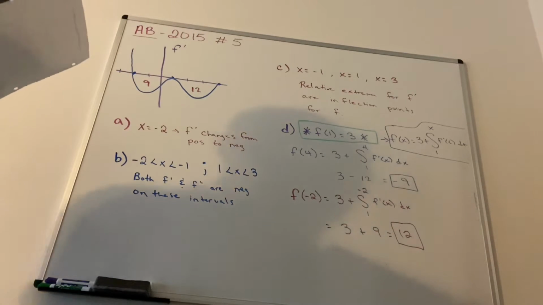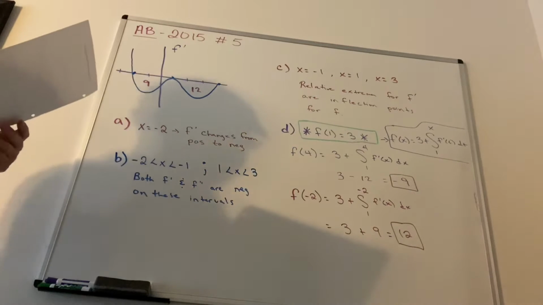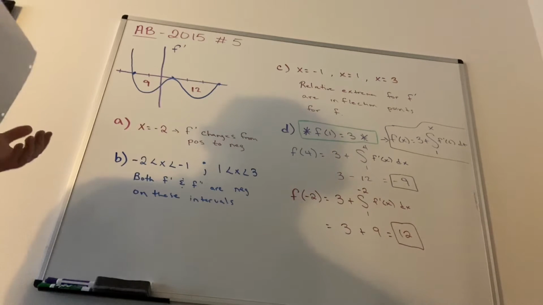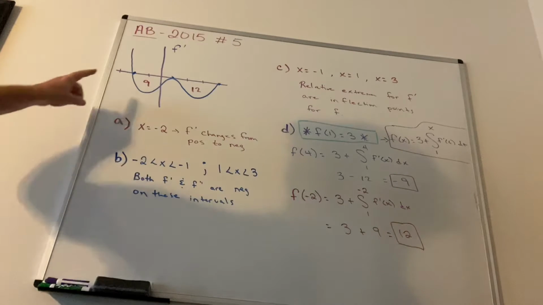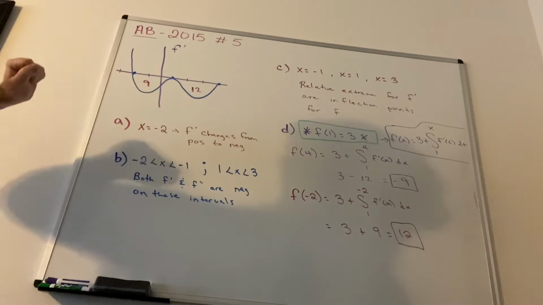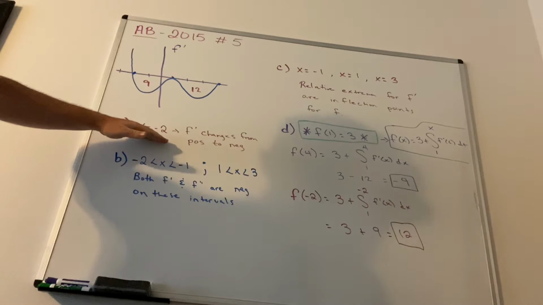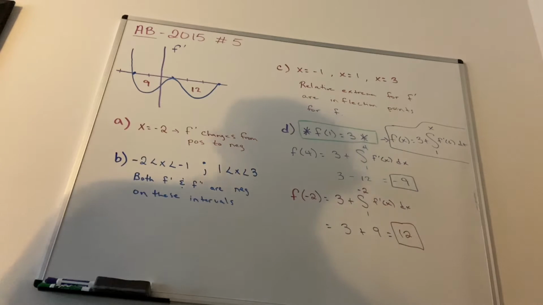Part A asks to find all x coordinates where f has a relative max. Well, maxes occur when the derivative changes from positive to negative. That's only happening right here, okay? So x equals -2, and then there's your explanation.